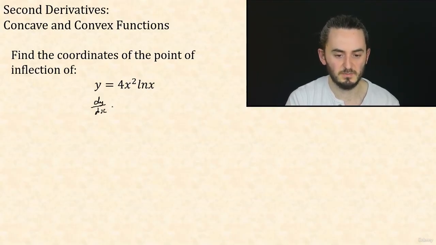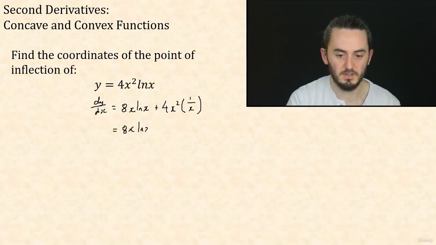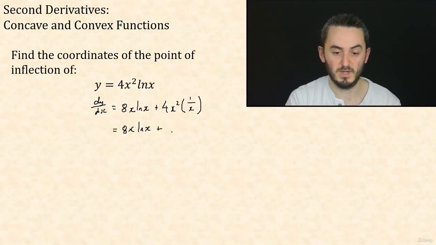So dy by dx, I'm going to have to use the product rule here. I will differentiate the 4x squared but not the ln x, so I get 8x ln x, and then I will differentiate the ln x but not the 4x squared. So that's 4x squared, and the derivative of ln x is 1 over x. Neatened up, I get 8x ln x, and now what have we got here? Well, 1 over x times 4x squared is just 4x, that's plus 4x.